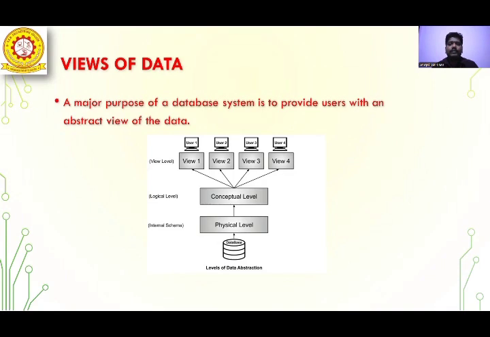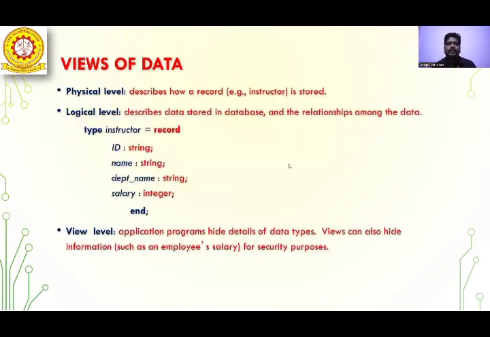And the next level is the logical level. The logical level is the middle level. It describes what data is stored in the database. It also explains relationships among the data. For example, the instructor has their ID, their name, and the salary. This level hides storage details.